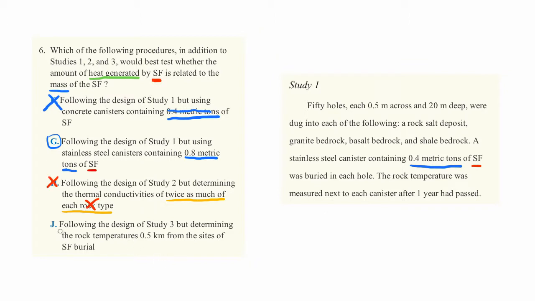And finally, J, following the design of study 3, but determining the rock temperatures 0.5 kilometers from the site of SF burial. Well, this is fortunately dealing with SF burial, but instead of changing the mass of this SF, we're looking at a different distance. The distance 0.5 kilometers. And we're not interested in a change in distance. We're interested in what happens when we change the mass of the spent fuel.